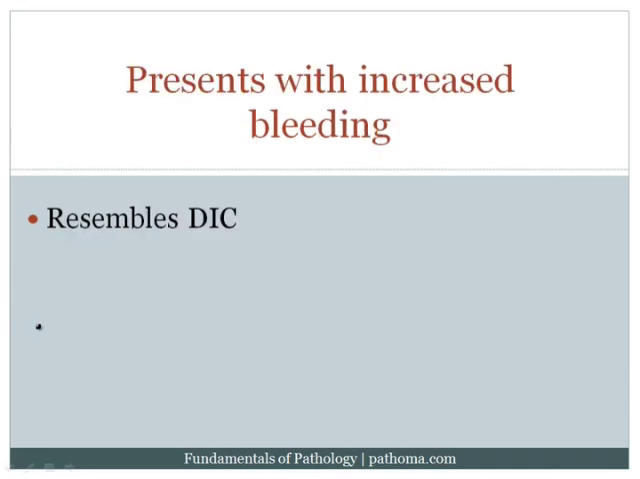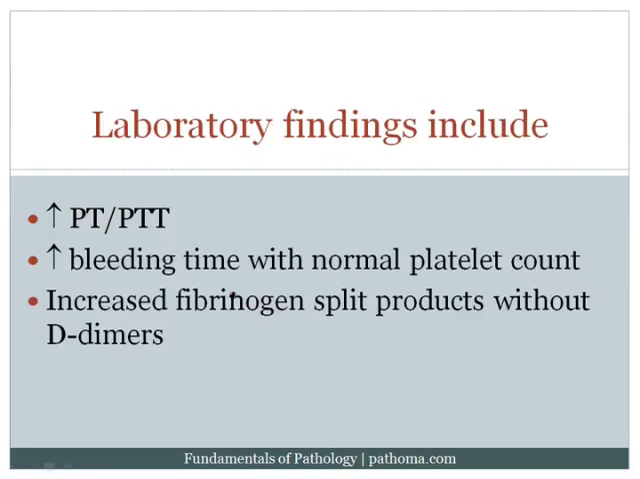Now these patients present the same way that you would see a patient present with DIC. So this is very important because this is the way examiners are going to go after this. They're going to give you a clinical scenario that looks just like DIC, but you're going to have to identify that it's not DIC. Instead, it's some disorder of fibrinolysis. Now, what are the lab findings going to be? They're going to be very helpful here.